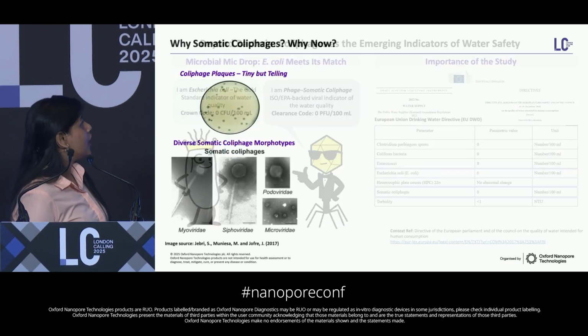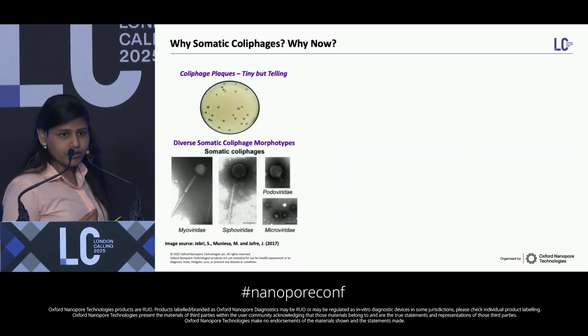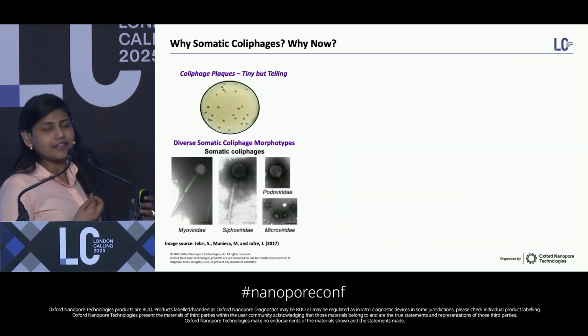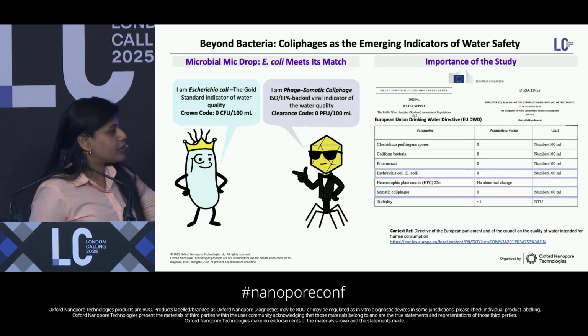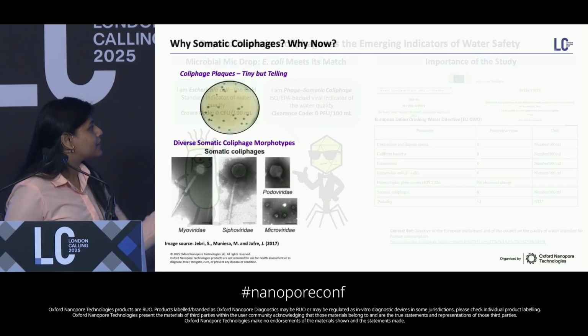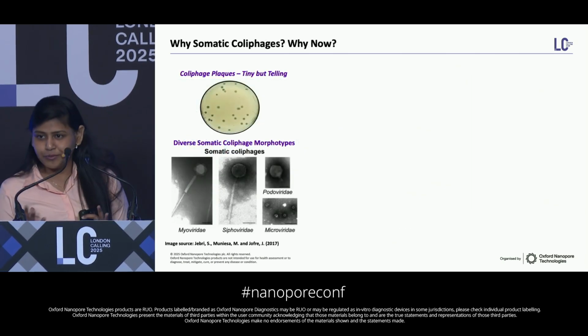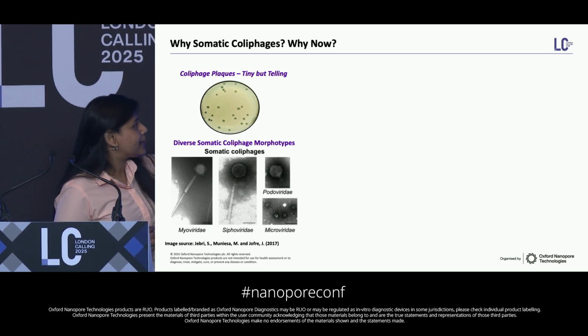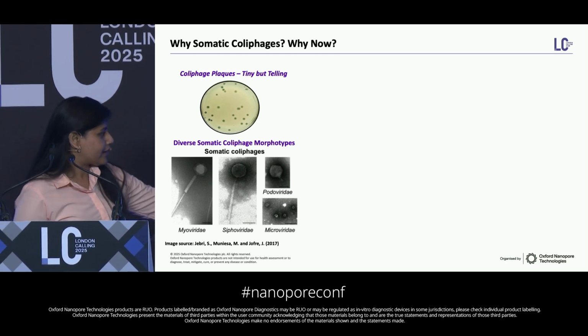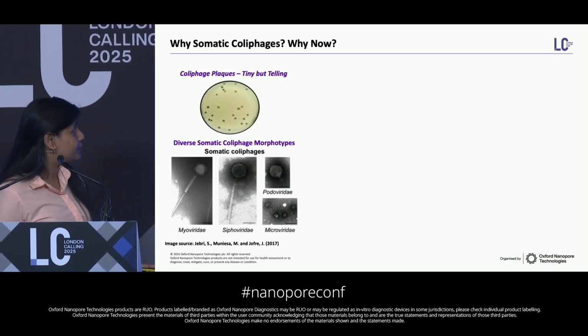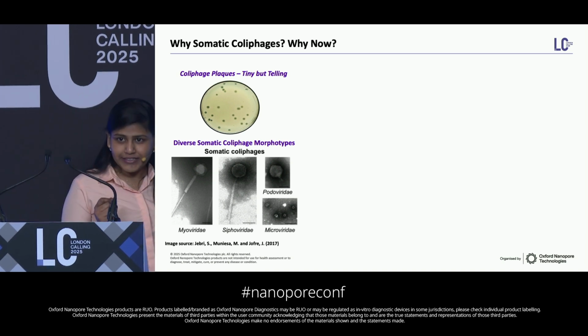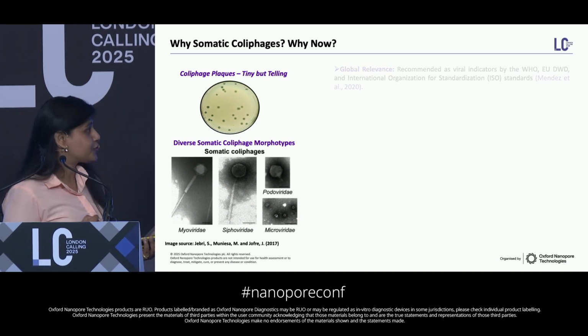So now, how do these plaques look? That is how they look under a microscope, but this is how they look when visible to you on a plate. These tiny dots which you can see are actually the phages that are present there. They are very tiny, but they tell you a lot of story.